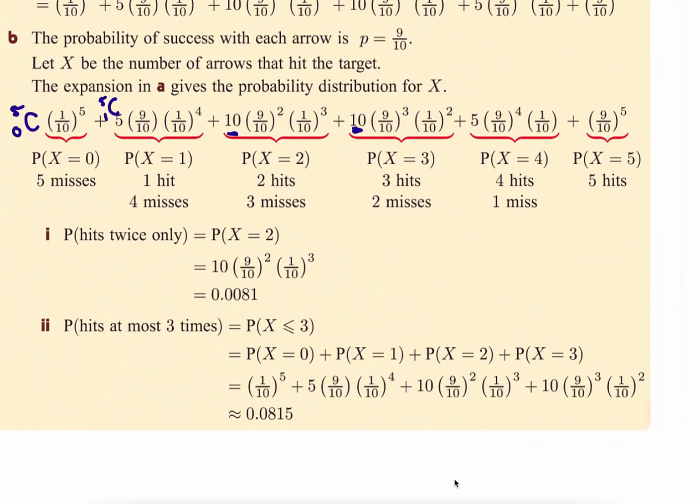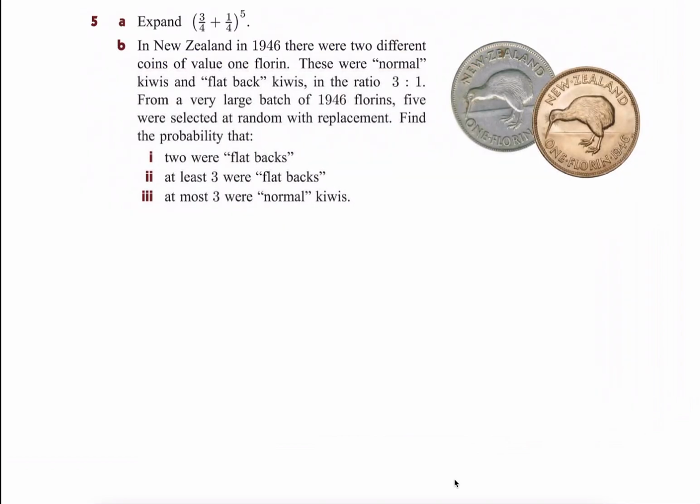Okay. So lastly, let's have a quick look at this question and see if we can answer these ones together. I probably won't use the calculator to do it. We won't expand that. Okay, but it says in New Zealand in 1946, this is fairly random, there are 2 different coins of the value 1 florin.